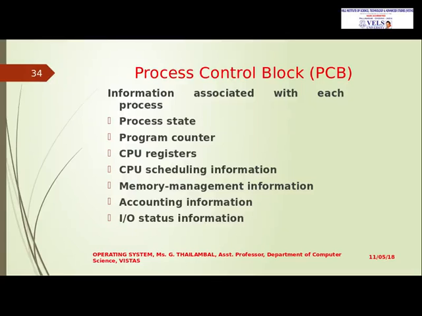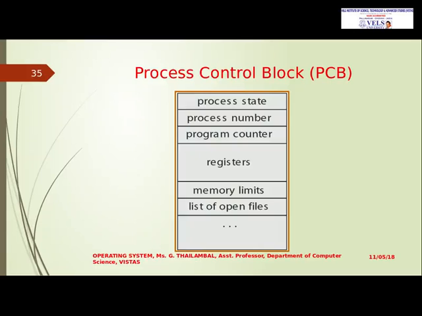And accounting information, and also IO status, the input output status of that process, will also be maintained by the PCB. So the PCB is going to have the process state, program counter, CPU registers, CPU scheduling information, memory management information, IO information, and accounting information for each and every process. And this is the diagrammatic representation of the process control block.